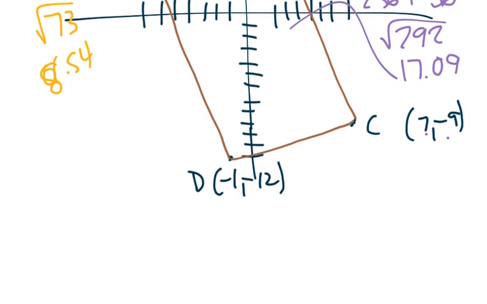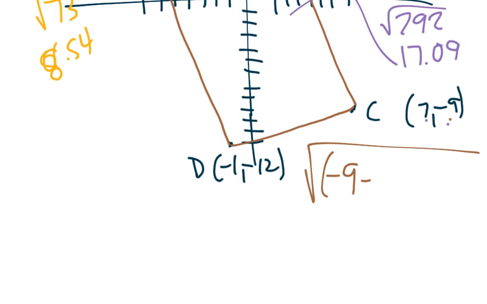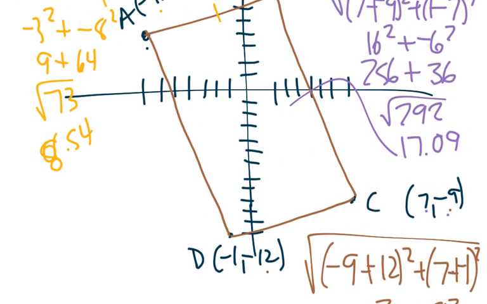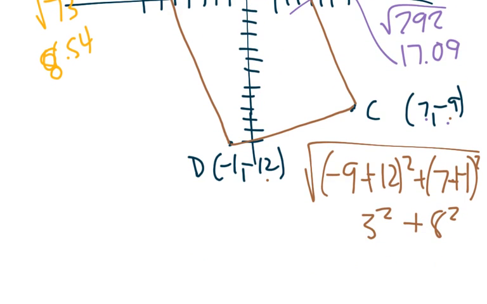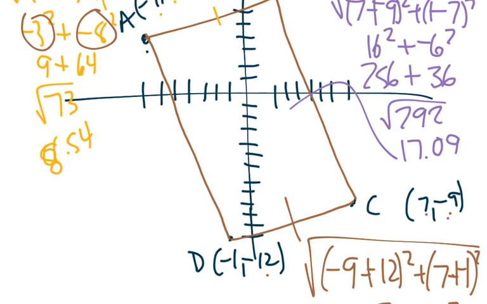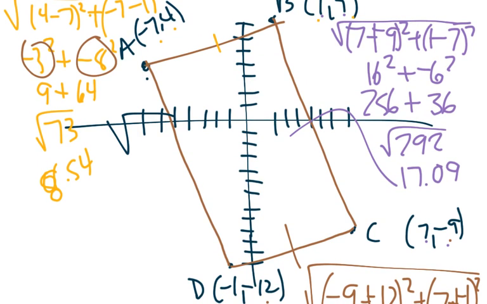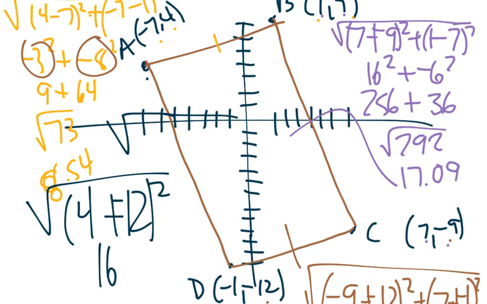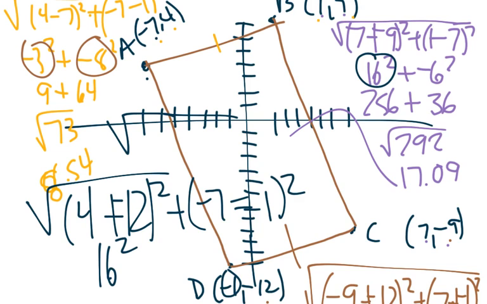Now we do the next one down here. Square root of negative 9 minus negative 12 squared plus 7 minus negative 1 squared. So that's 8 squared plus negative 9 plus 12 would be positive 3 squared. We saw an 8 and a 3, so this might be a rectangle, huh? 9 plus 64, which would give us 73. So yep, chances are this one's going to give us the same thing. Let's do it right here. Square root of 4 minus negative 12 squared. That would be 16 squared, which is what we had here, plus the x value, negative 7 minus negative 1, minus negative 1 would be like plus, so it would end up being negative 6 squared. So yeah, we've got a rectangle.